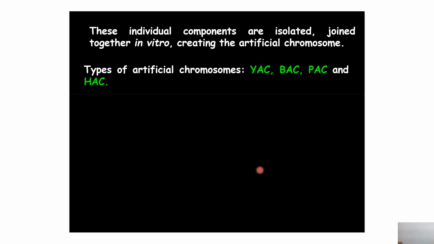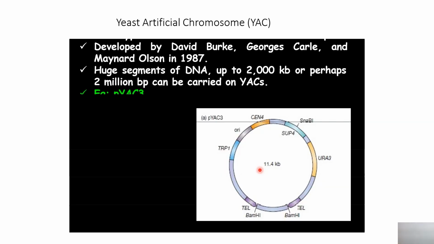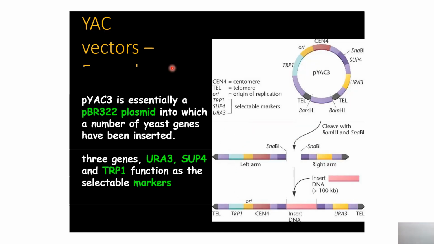The types of artificial chromosomes are YAC, BAC, PAC, and HAC. YAC is the yeast artificial chromosome, and huge segments of DNA, up to 2000 kb or 2 million base pairs, can be carried by YACs.